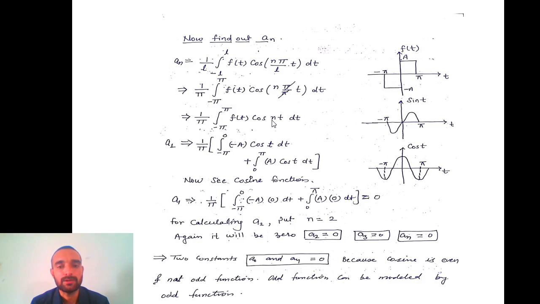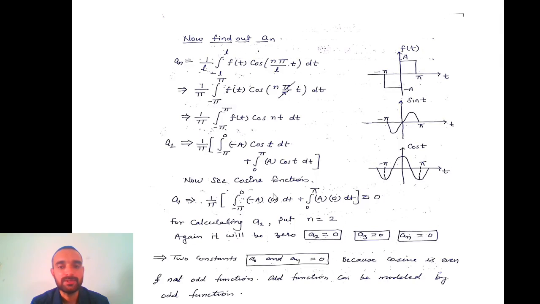n may be 0, 1, 2, 3, 4; any value can be taken as n. So 1 upon pi, from minus pi to 0, minus a is the value of this function. f of t is minus a, and cos t, because n equal to 1, we are calculating a1. So minus a cos t dt, plus from 0 to pi, f of t is plus a, a cos t dt.